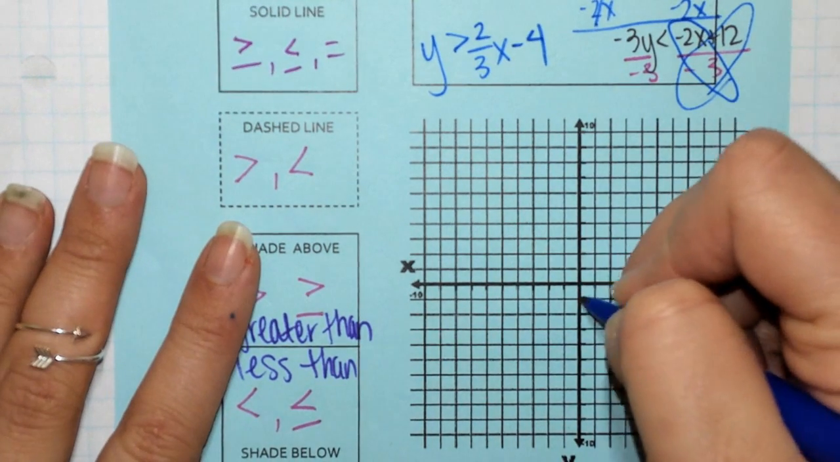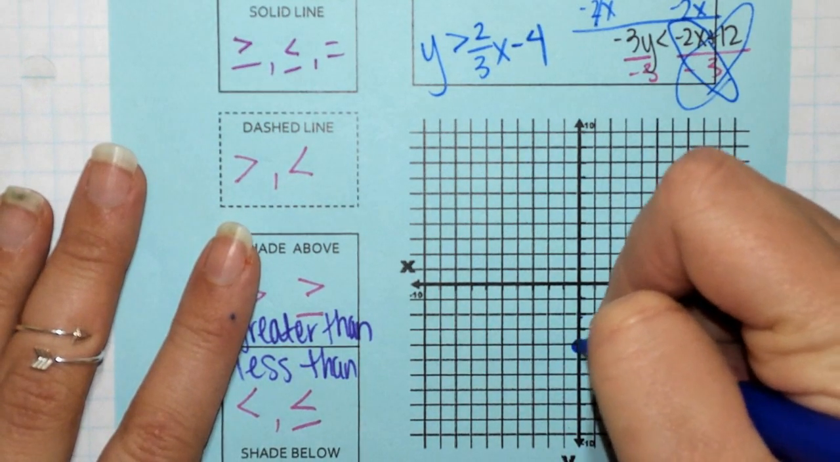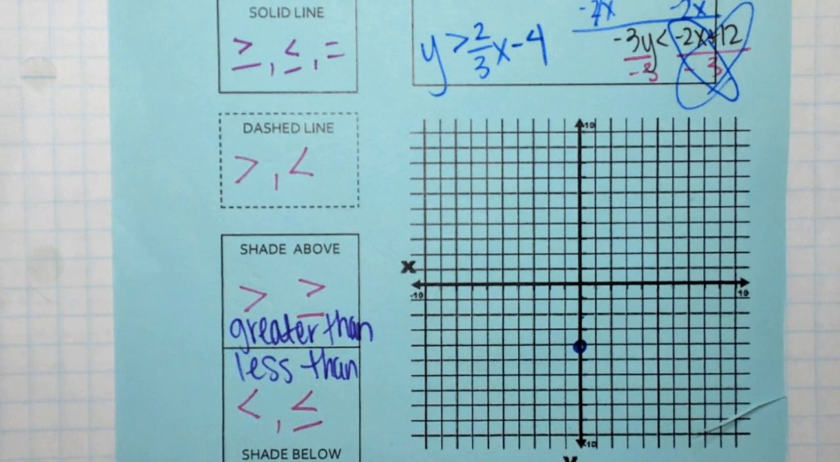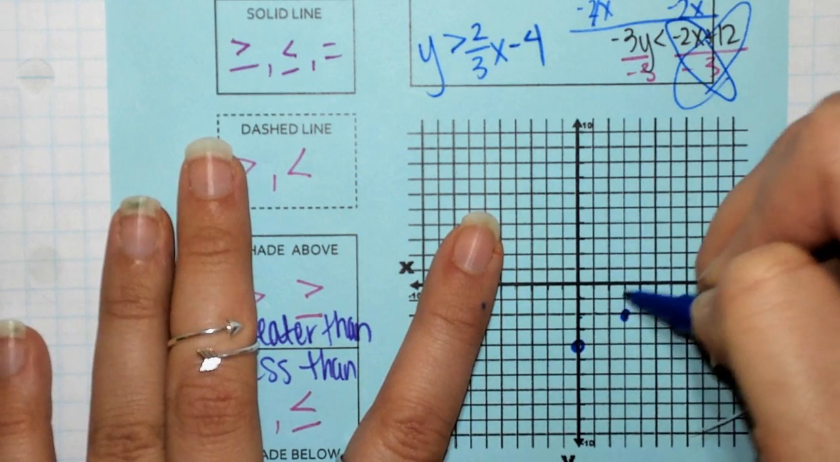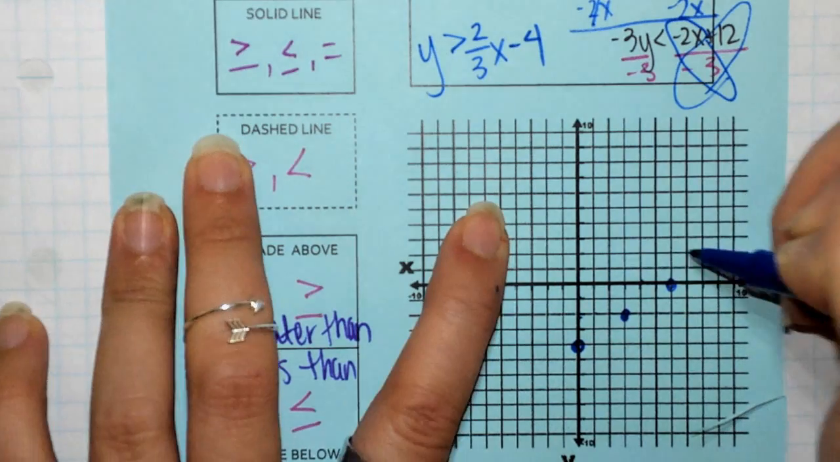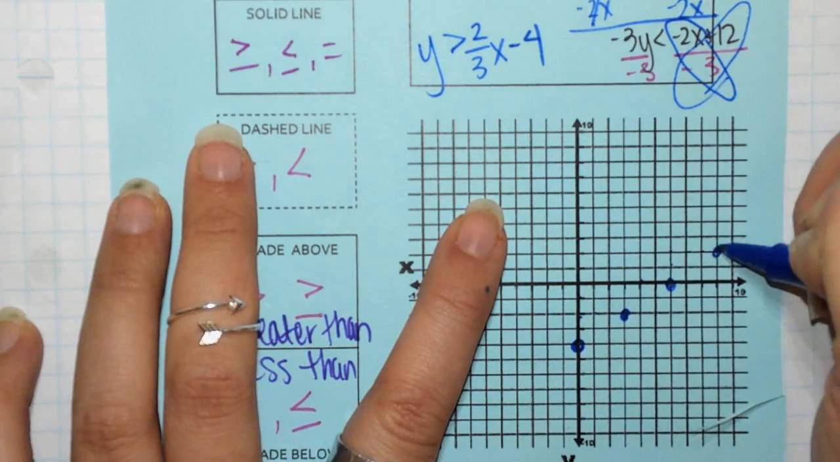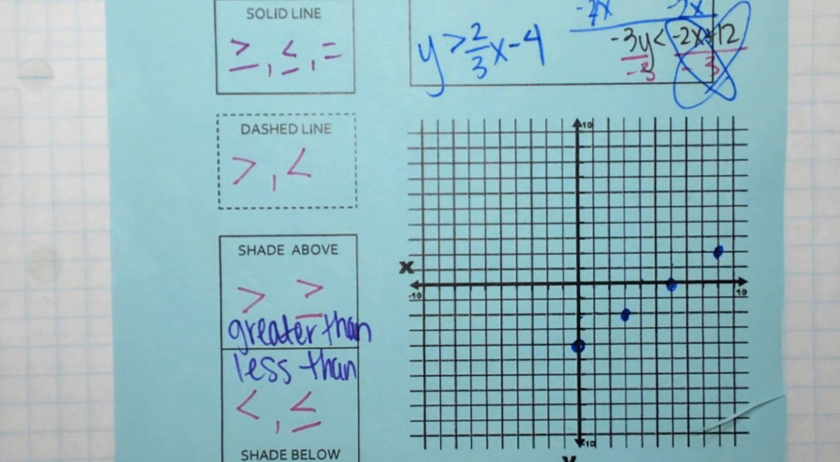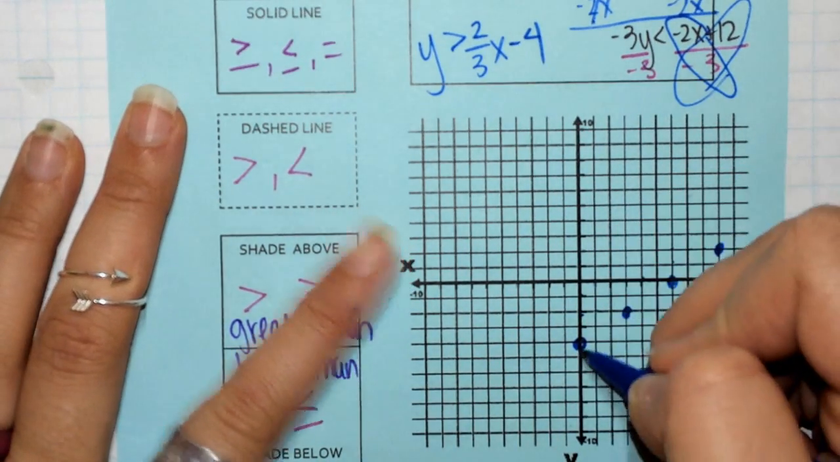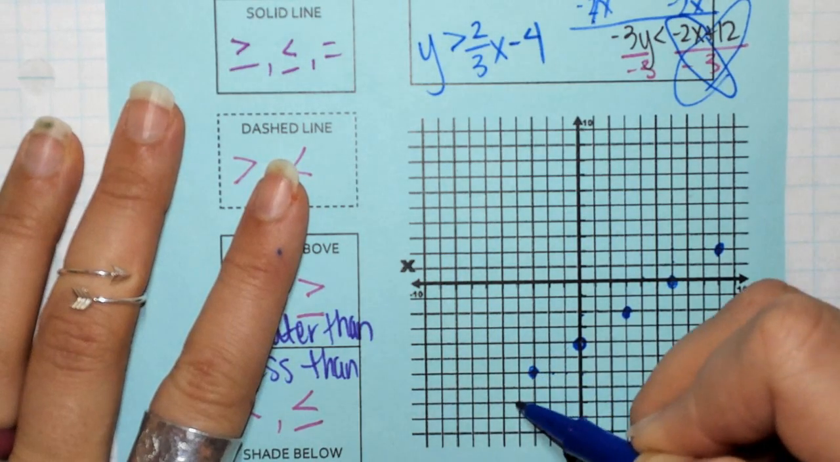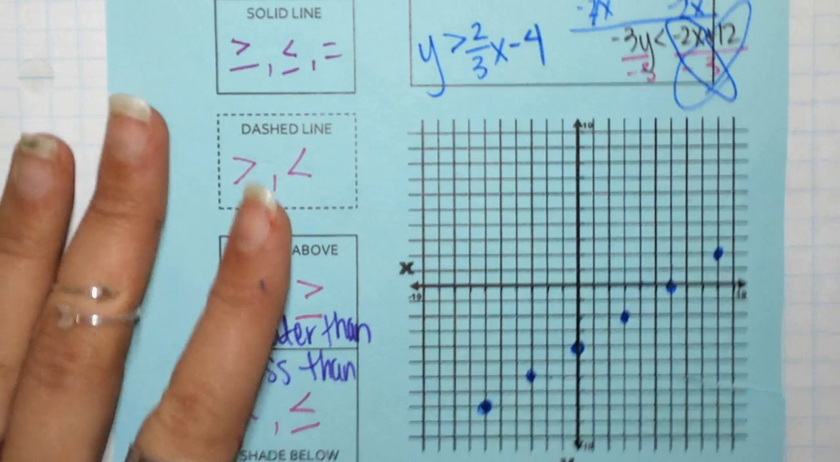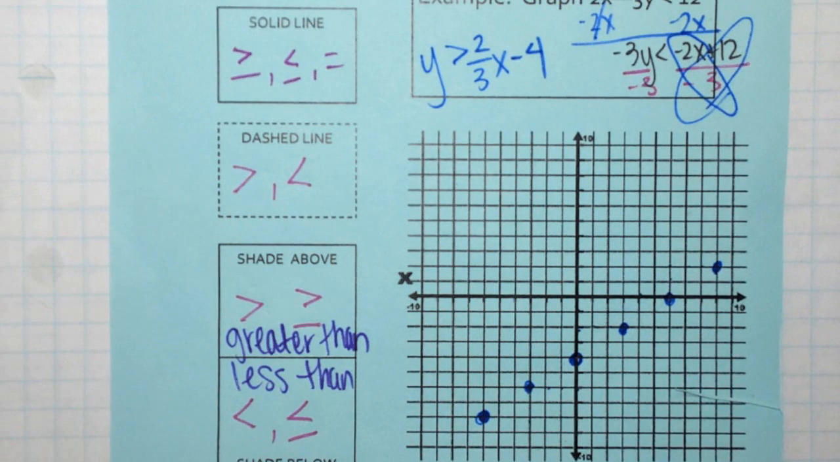Negative 4. So you go down 1, 2, 3, 4, put a dot. What is our slope? Give yourself a point. Up 2, right 1, 2, 3. Do it again. You have to go all the way across on inequalities. When you graph these, you have to go all the way across the graph. So I would suggest coming back here and going down to the left 1, 2, 3. Now, do not connect yet.